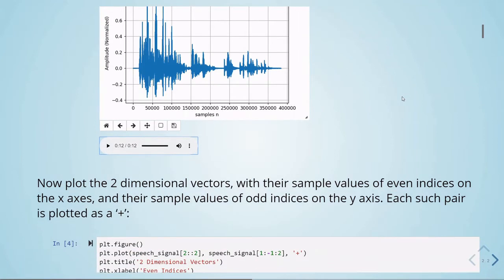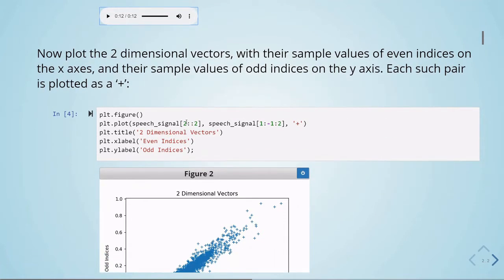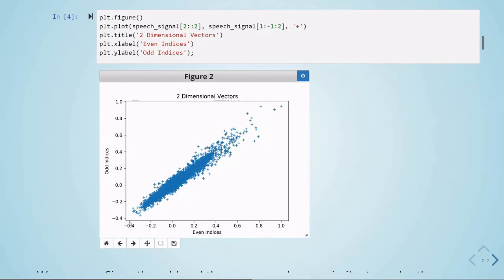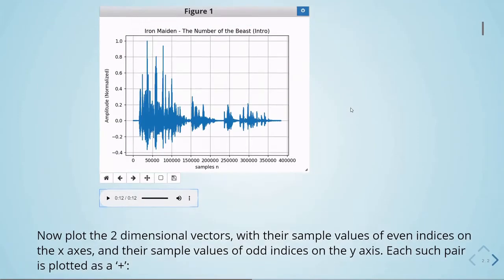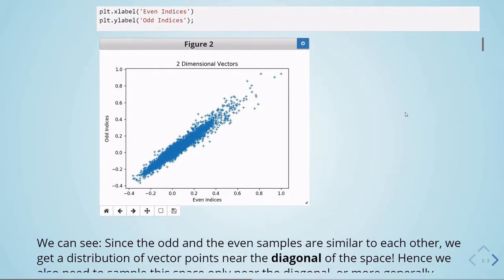Now what we're going to do is plot the 2-dimensional vectors with their sample values of even indices on the x-axis and their odd indices on the y-axis. So we have pairs plotted as a plus sign. What we're doing is taking even and odd indices of our signal. And now we have 2-dimensional vectors, and we can see that they have this very interesting shape here in this diagonal. This is the same signal, but we're plotting it in a 2-dimensional space.